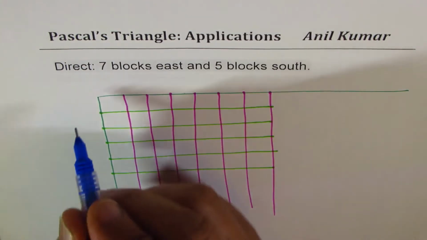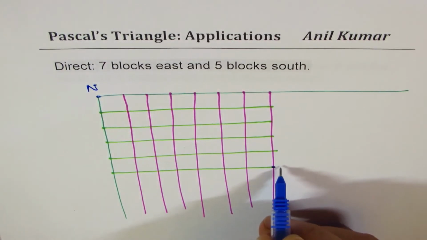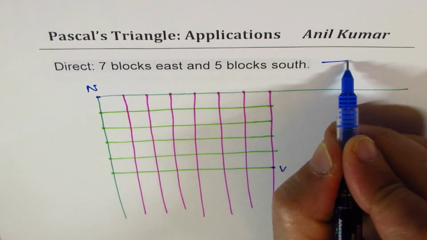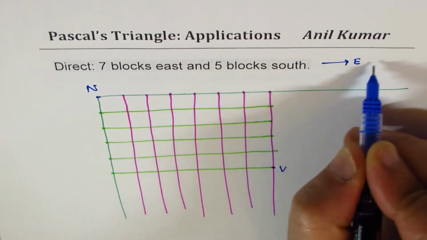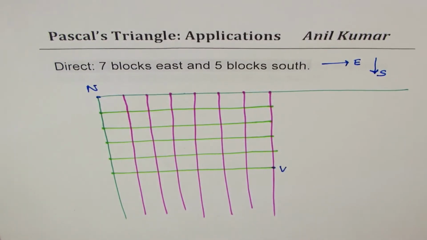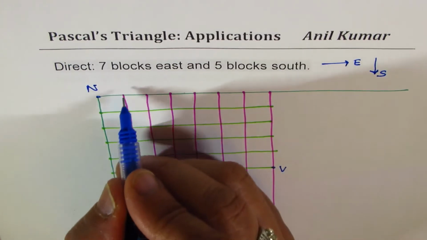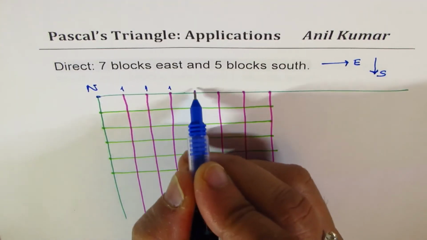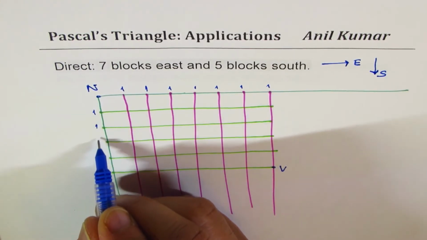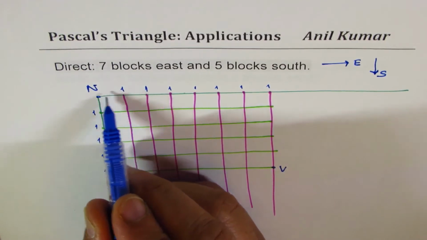Nirvan is starting from here and Vishu lives there. Nirvan can only move east or south. Right. Now, if Nirvan is going east, there is only one way. So this is all one way. Similarly, if Nirvan goes only south, there is only one way. At this location, there are two ways.